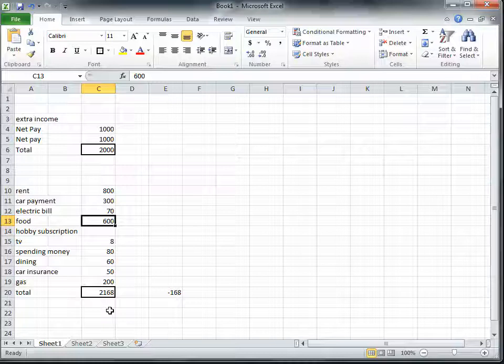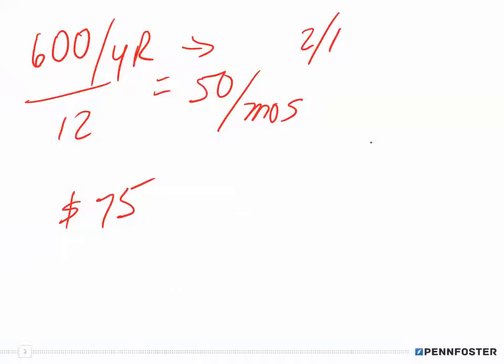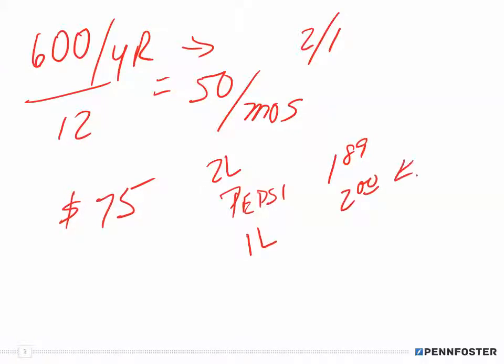Me personally, I was buying, let's go back here, a bottle of Pepsi. Where I am, retail is $1.89, and that's for a 2-liter bottle. Okay, I've seen in the convenience stores a 1-liter bottle being $2, and people are buying it.